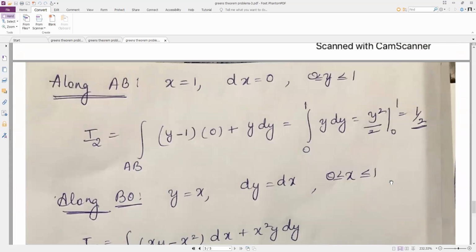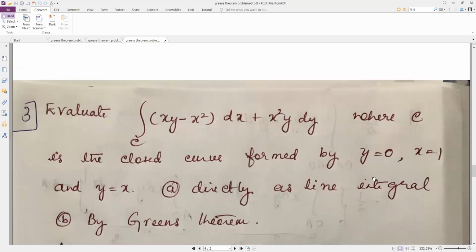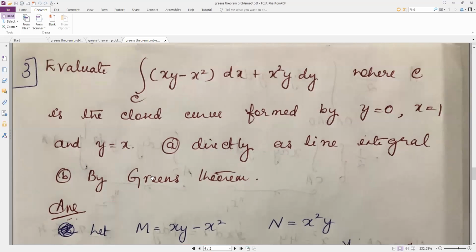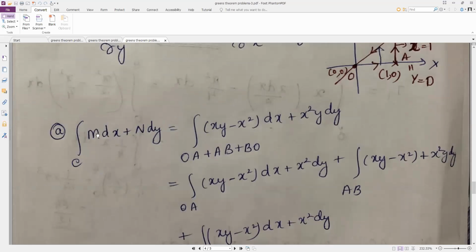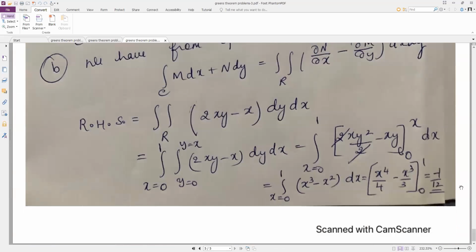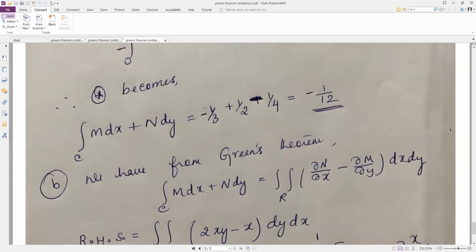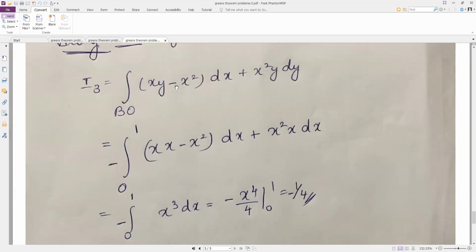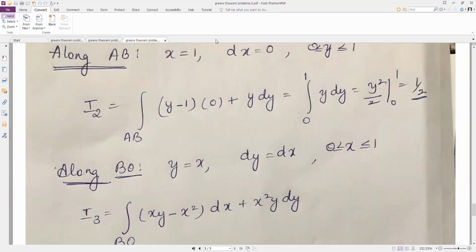So this is a very important problem. It has been done directly using the line integral as well as by Green's theorem. They have not asked to verify, only to evaluate, so we used the right-hand side of Green's theorem, and here we used the line integral of M dx plus N dy. What did we get? The same answer, minus 1 by 12. So we can conclude that Green's theorem is also verified. This is a very easy topic, so please practice the problems. Thank you.